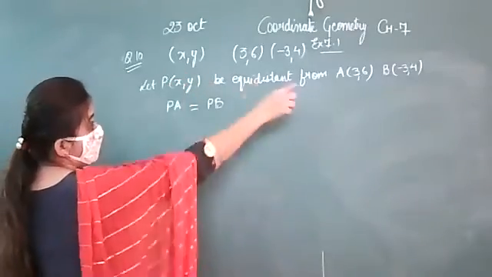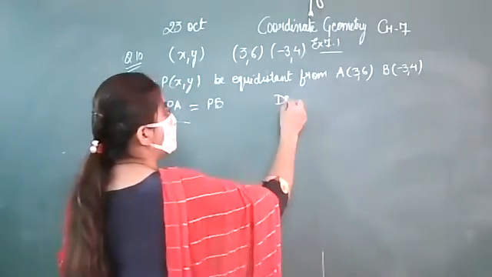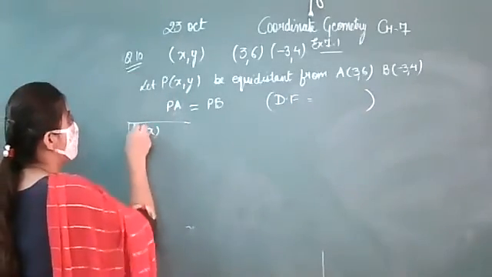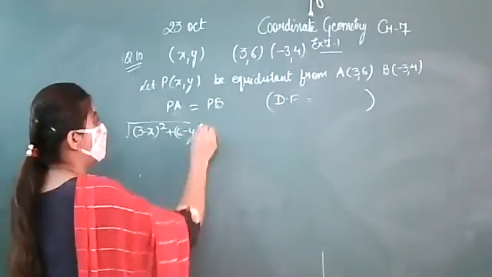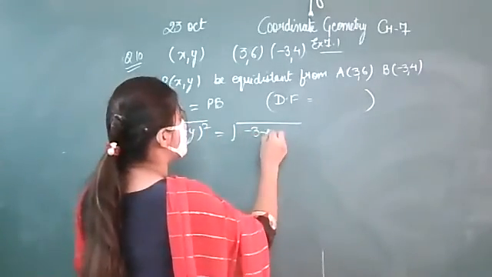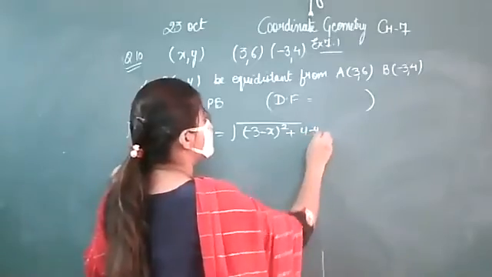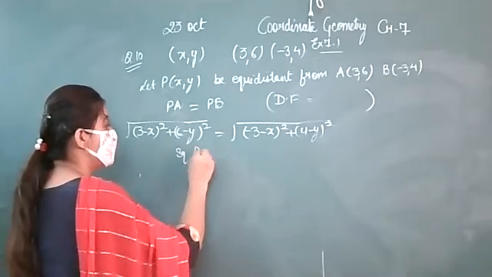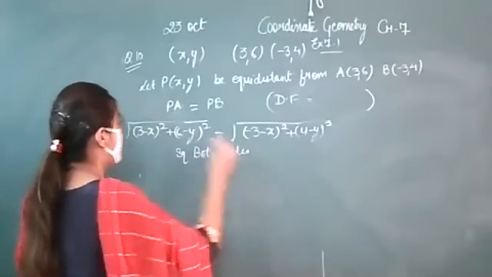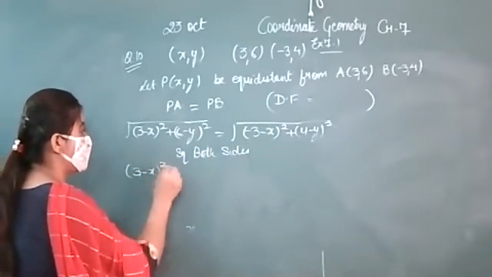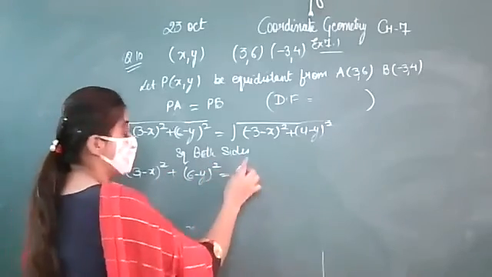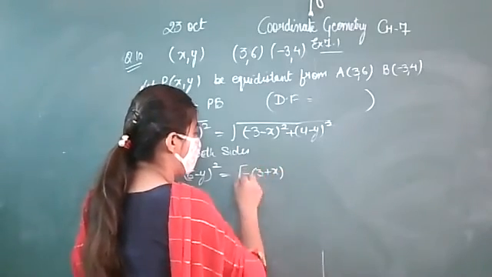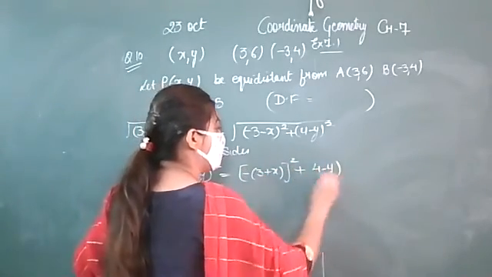So PA. Firstly, you will write here distance formula in the bracket, then you will use it. 3 minus x whole square plus 6 minus y whole square, that is equal to minus 3 minus x whole square plus 4 minus y whole square. Now, solve, make the square of both the sides, squaring both sides. So you will get 3 minus x whole square plus 6 minus y whole square. Take negative common from this. This is your x plus 3 whole square plus 4 minus y whole square.